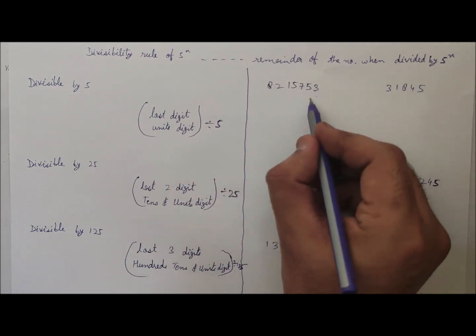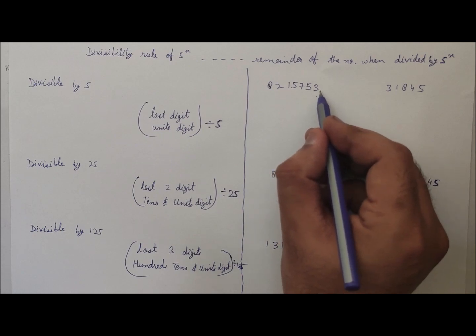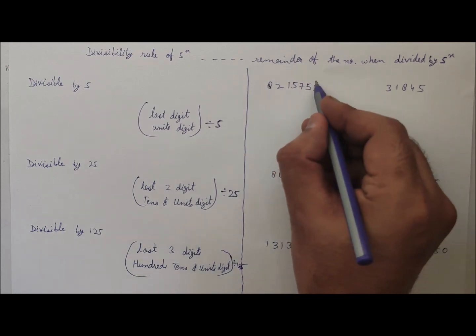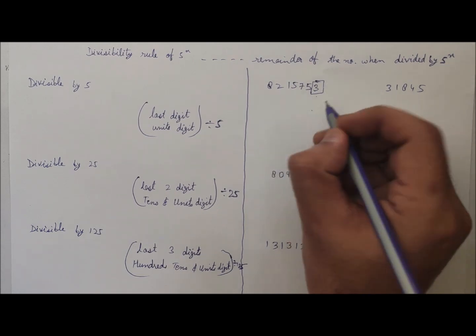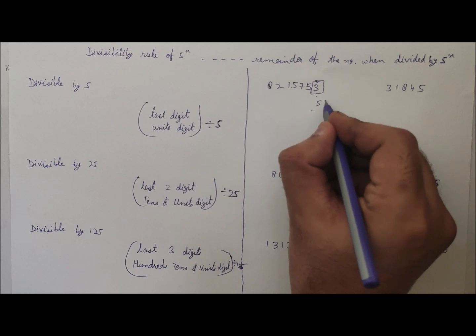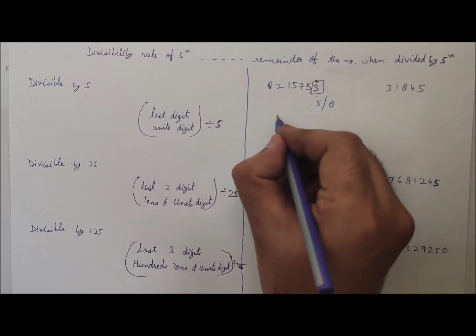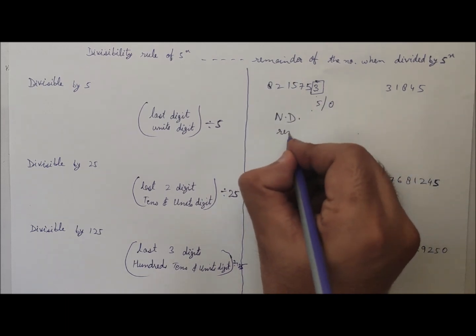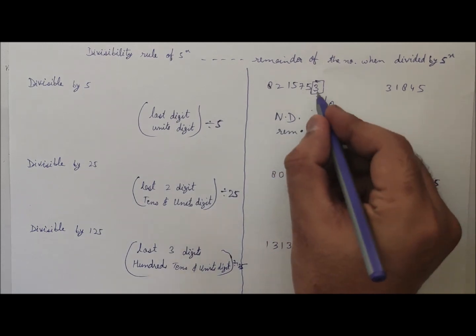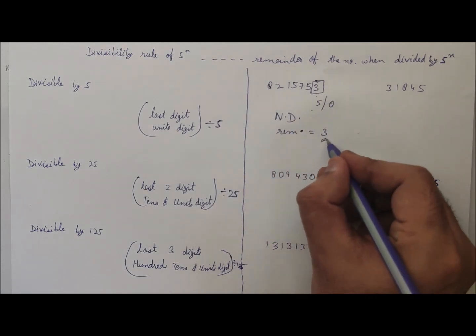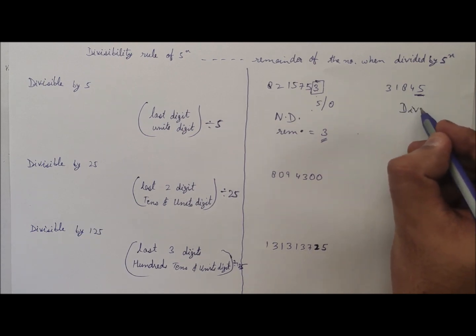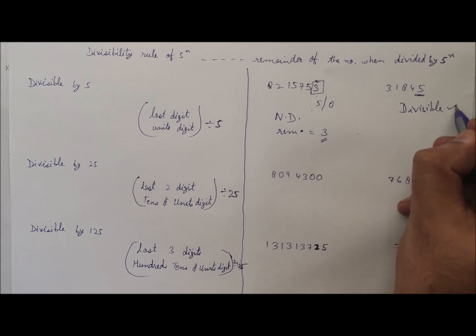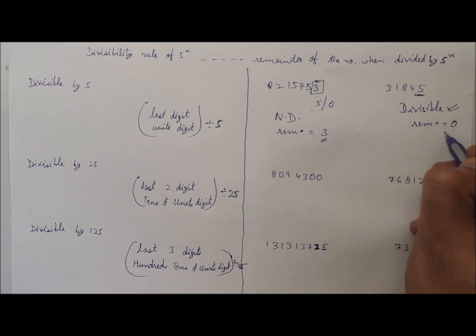So for this one, to check whether it is divisible by 5 or not, we take the last digit, the units digit, and check whether it is divisible by 5. For 5, it's very simple. We have to have 5 or 0. It's neither, so it is not divisible. The remainder in this case is 3, because 3 when divided by 5 will leave a remainder of 3. In this case, since it is a 5, it is definitely divisible. And since it is divisible, the remainder is 0.